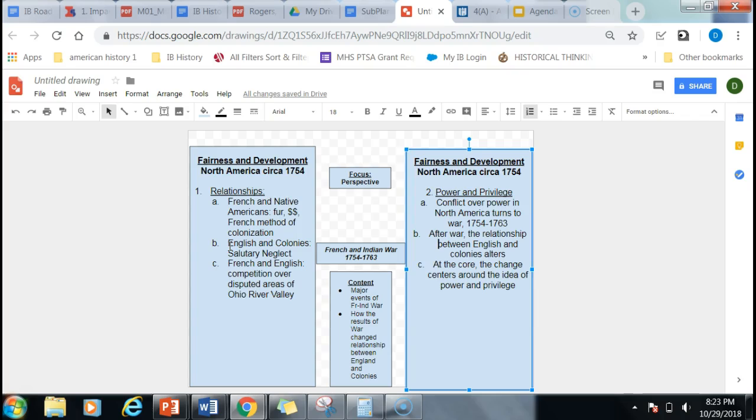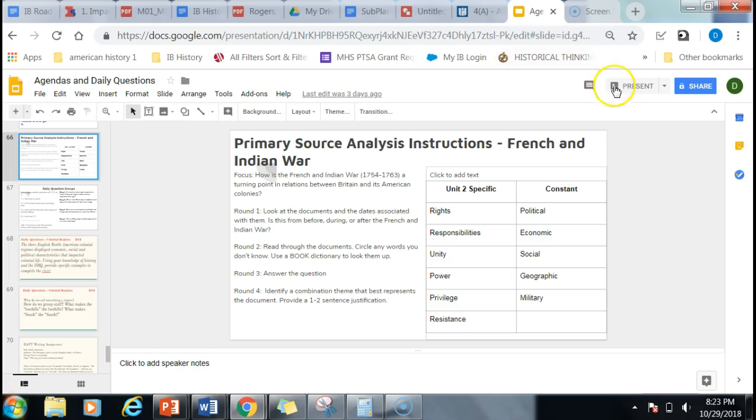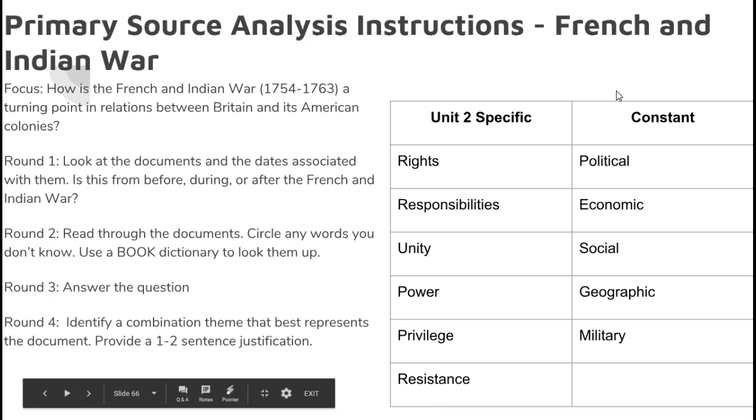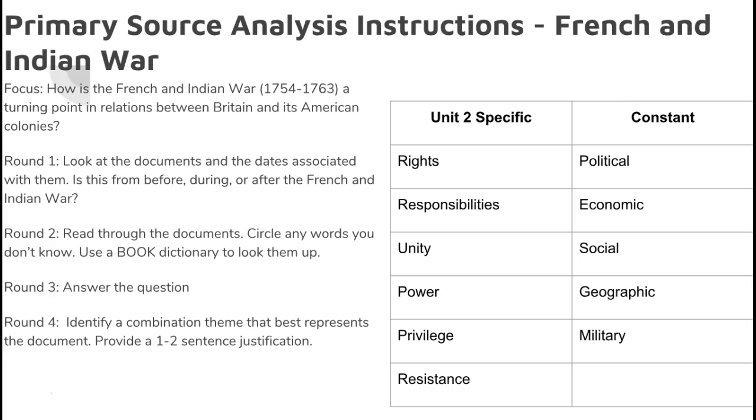So some major areas of content that we need to look at on Wednesday: major events of the French and Indian War, and how the results of the war changed the relationship between England and the colonies. That's what we want to focus on Wednesday. So after you take those notes, you should get a DBQ packet. It has some documents, mostly primary sources dealing with the French and Indian War. Our focus for the DBQ will be this question: how is the French and Indian War a turning point in relations between Britain and its American colonies?